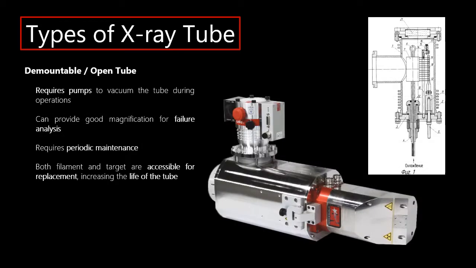The second type of tube is called an open tube. The open tube must be vacuumed before using. This is good for magnification for failure analysis. It requires periodic maintenance. The filament and other parts are easily replaceable and it has a relatively longer lifespan.